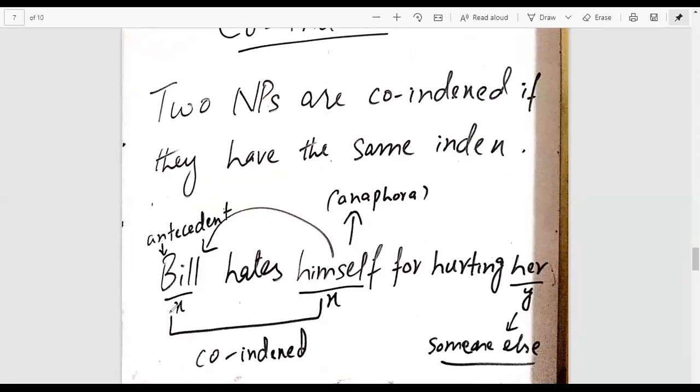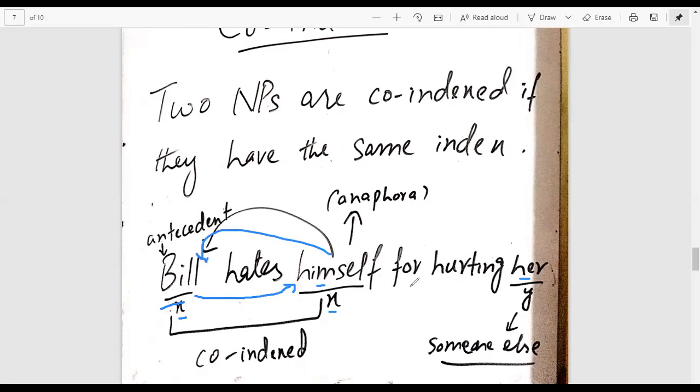So what happens here? First of all, let's look at the index here. Bill is an index, himself is an index, her is an index. So how can two NPs be co-indexed in the sentence? If they have the same index, of course. So look at this. This Bill is antecedent and this himself is anaphor. I use X for this and X for this because they are co-indexed with each other. For example, Bill hates himself. So Bill is directly co-indexing this himself, because this himself refers to Bill, right?